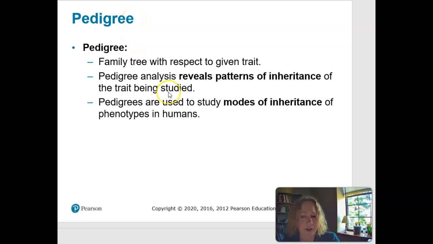Okay, real quick, last thing, we're going to do pedigrees. Basically, we're going to look for patterns of inheritance in a pedigree, a family tree. It reveals a pattern of inheritance and looks for modes of inheritance, and this is phenotype in humans, because we don't breed humans, we don't experiment with humans. So with humans, we sort of have to work backwards, and we do that with pedigrees.